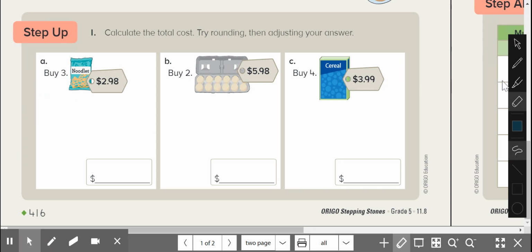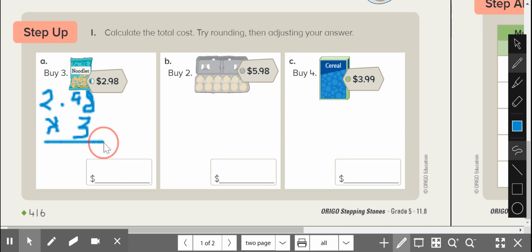which we can do. We can take $2.98 times 3. Well, boy, if we do that, I've got a lot more math I have to do. So we're only adjusting this up by 2 pennies. So $3 times 3, 3 times 3 is 9. And I had to add 2 pennies for each one of these containers of noodles. So I had to add a total of 6 cents. So my answer is $8.94.